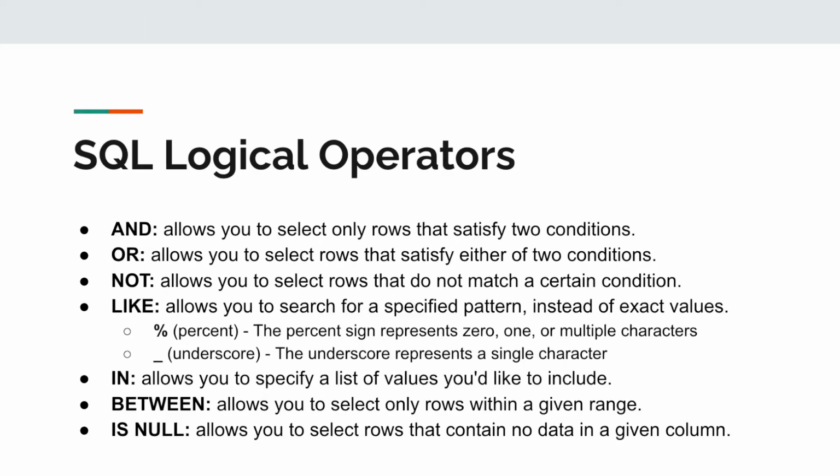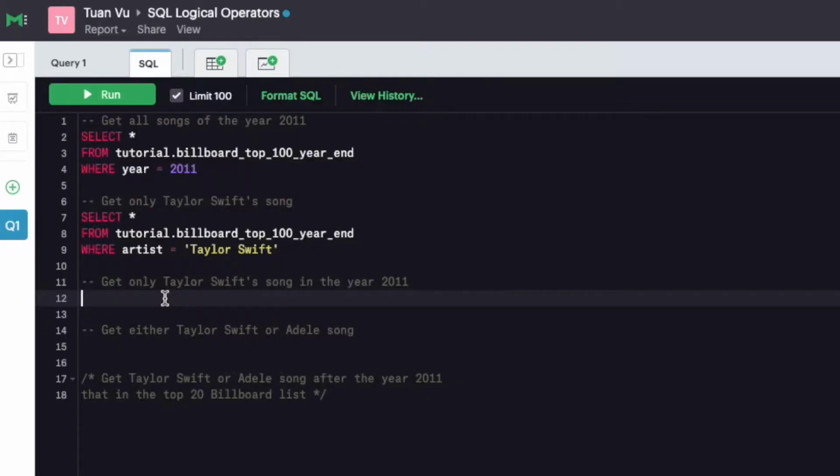The SQL logical operators allow you to use multiple comparison operators in one query. Here's a quick overview of all the logical operators. We will start with the first three: and, or, and not. And allows you to select only rows that satisfy 2 or more conditions. So in this example, I want to combine the 2 conditions on the top. I want to get all Taylor Swift songs of the year 2011.